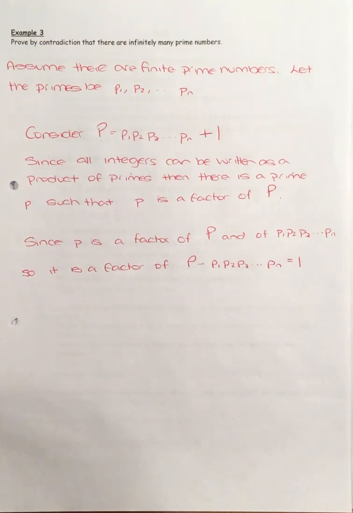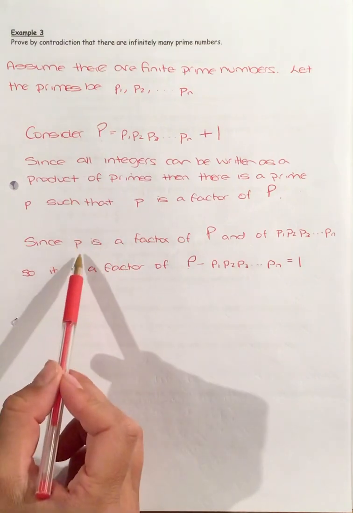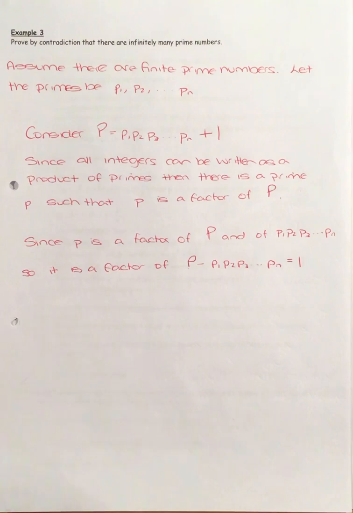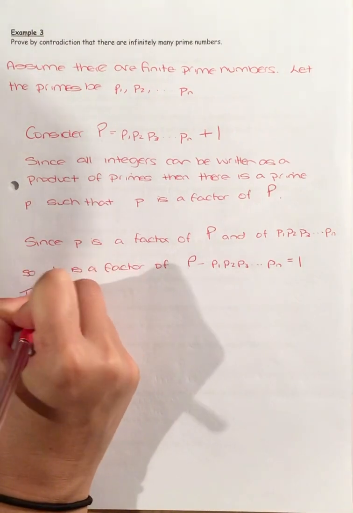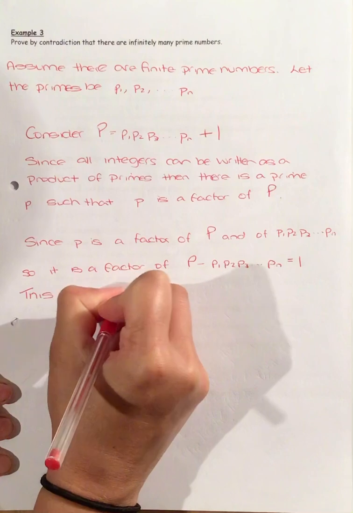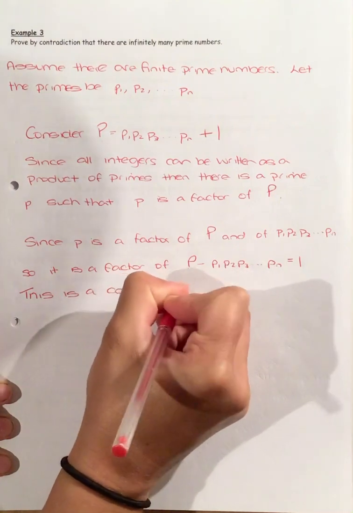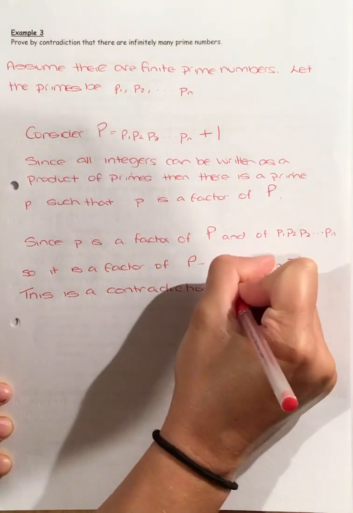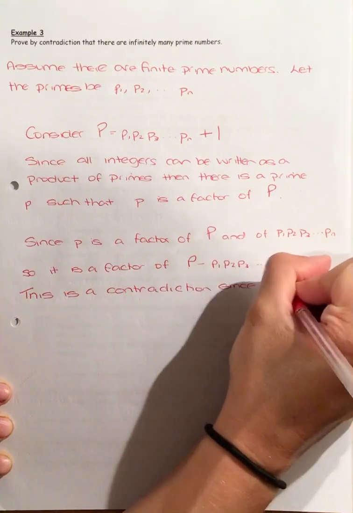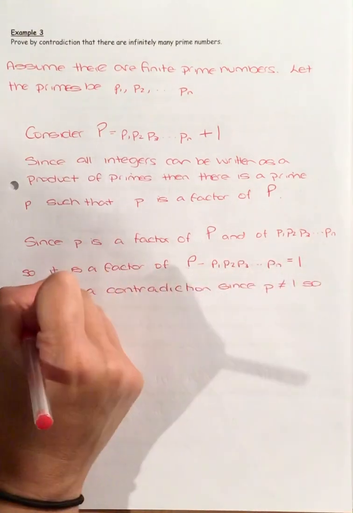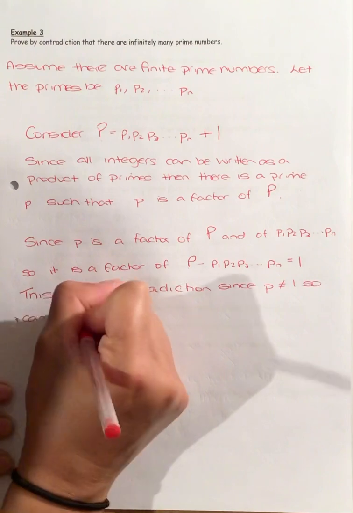But P minus the product of primes equals 1. And you can't have a factor of 1 other than the number 1 itself. And because little p is a prime number, little p cannot be 1. So this is a contradiction, since little p is not 1, so cannot be a factor of 1.